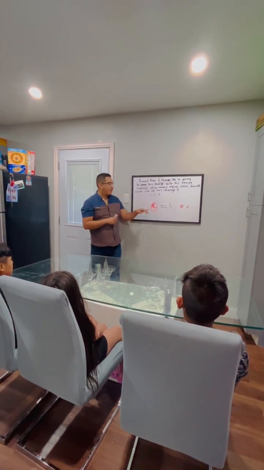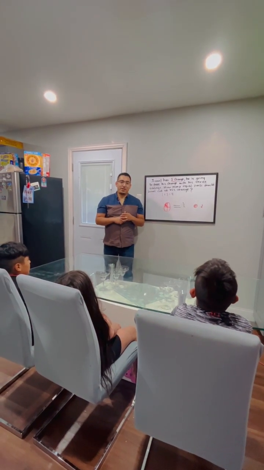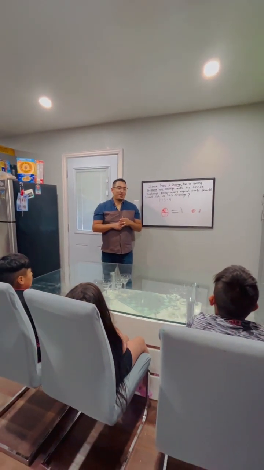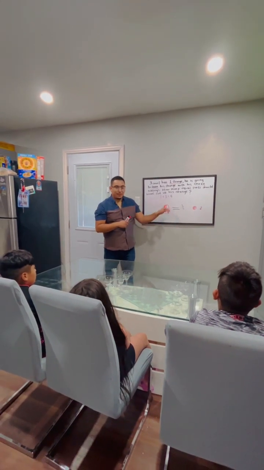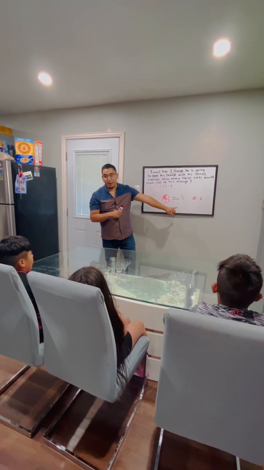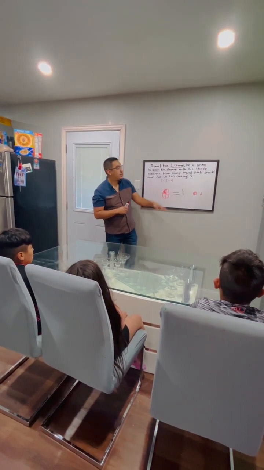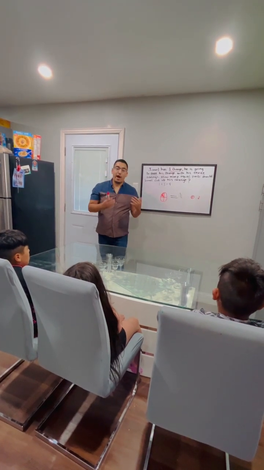The total amount of slices. Anybody know? You can shout it out. The total amount of orange slices? 4. So 4 is on the bottom. That's going to be your denominator. This number is always going to be your total amount. Now the top amount is going to be what they're asking for.